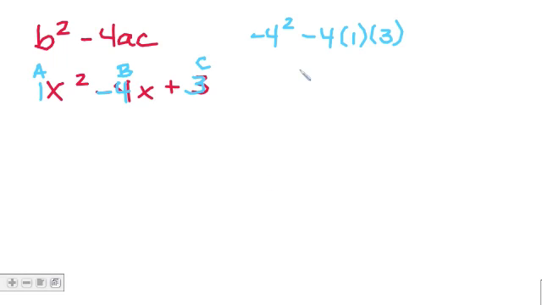Let's simplify this down. You're going to get 16 take away 12, which is going to equal 4. Notice that this is a positive number, 4. So your discriminant for this one is going to be 4. Let's look at another one.